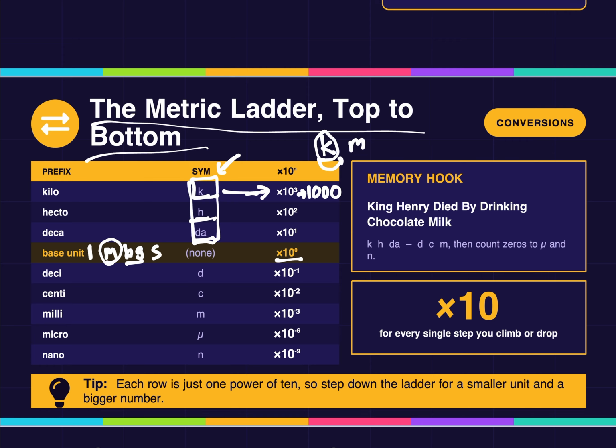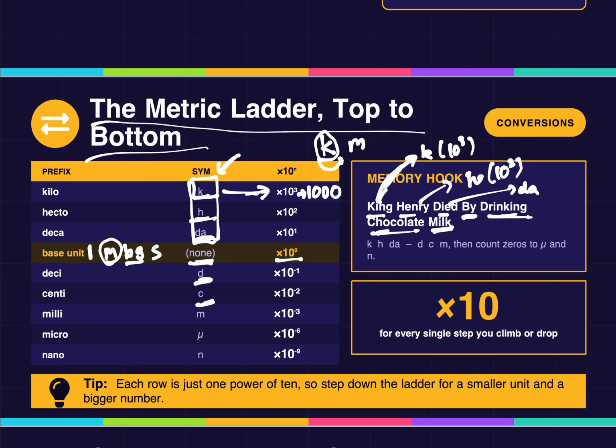Now, there's a way to memorize these prefixes, which is King Henry died by drinking chocolate milk. That's not actually true, but this is a nice mnemonic to memorize it, okay? King would be K for kilometer or kg, which is 10 to the third. Henry is hecto, 10 squared, which is 100. Died is deca, which is da. Base is none, so it's the base unit. Drinking is deci. Chocolate is centi, and milk is milli.